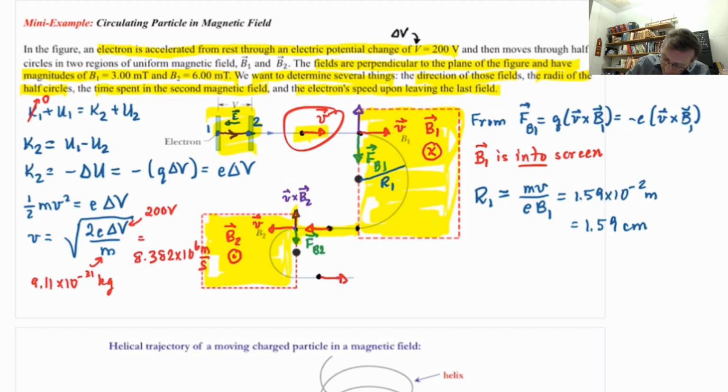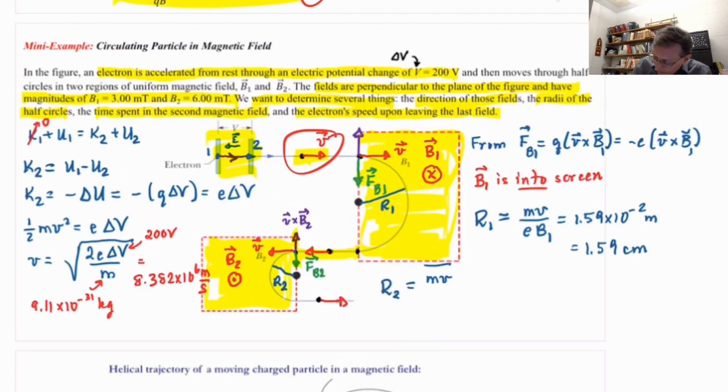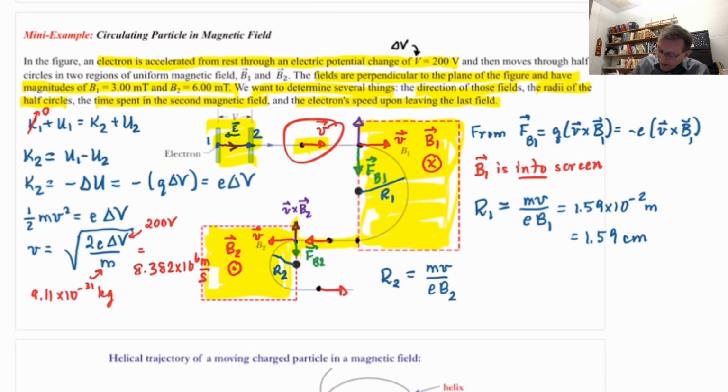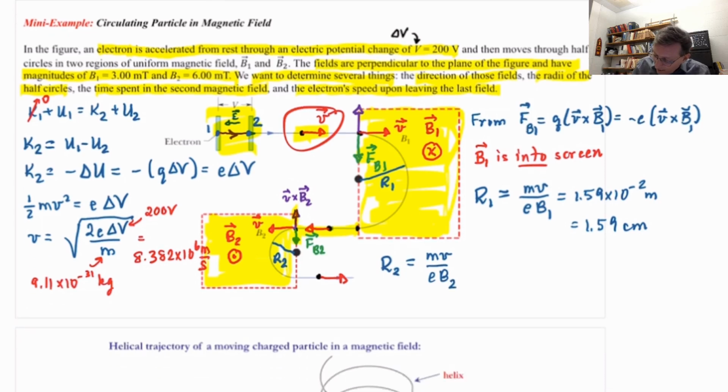And then, of course, I have a half circle here with some radius R2. And I can go straight to the formula for calculating that: mv over eB2. Okay? And I plug in the numbers, and I'll tell you what you get. You can check it for yourself. You get 7.95 times 10 to the minus 3 meters, or 7.95 millimeters. And now you found that radius.